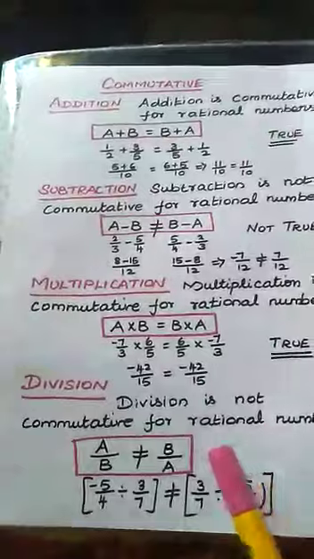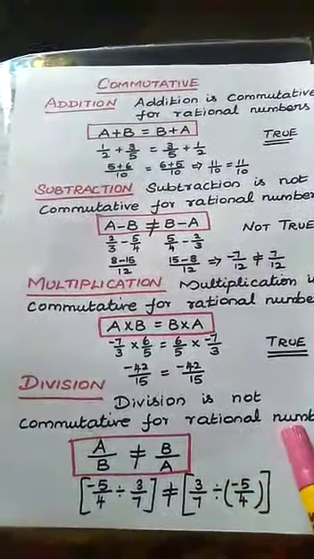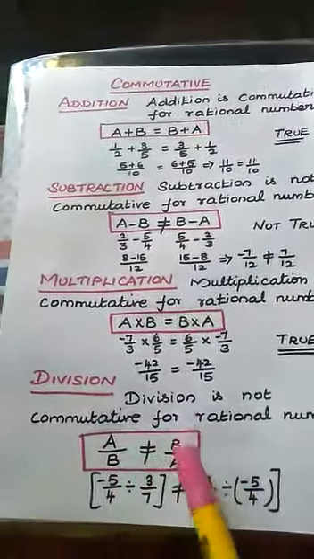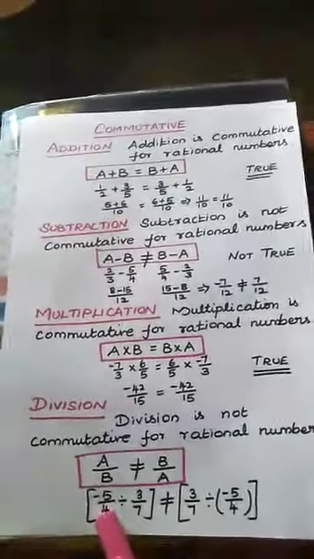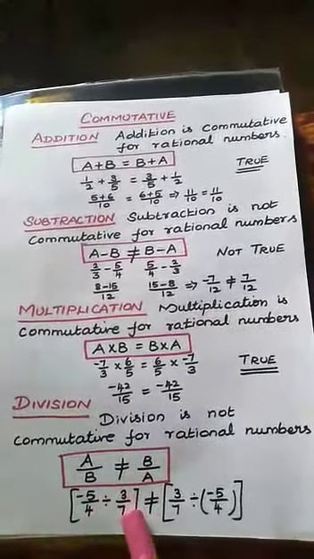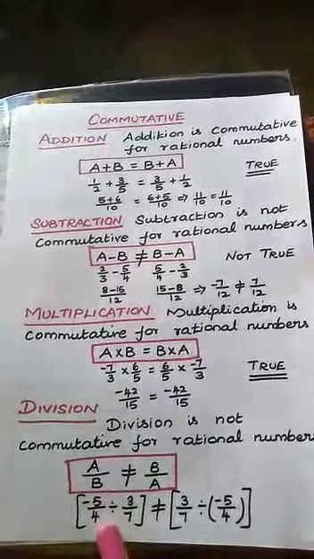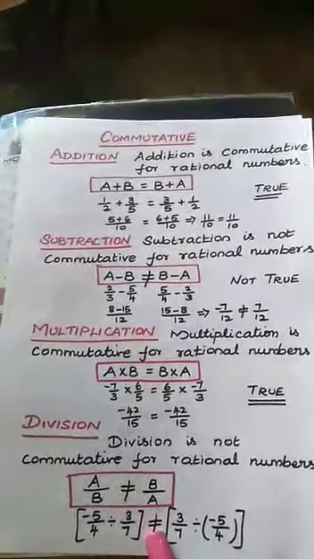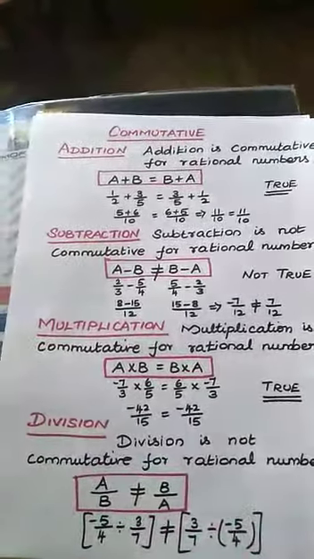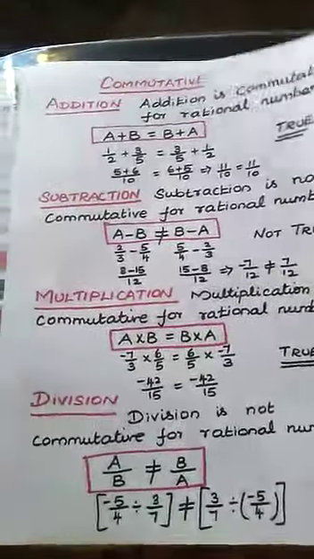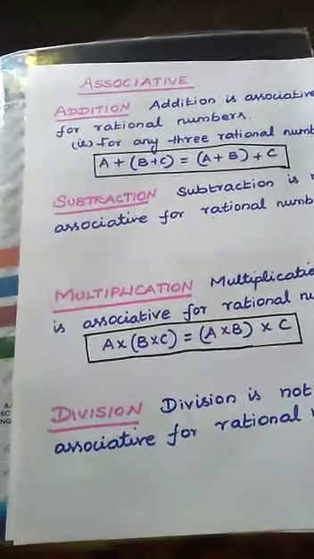Finally division. Division is not commutative for rational numbers. Check the value. A by B is not equal to B by A. Minus 5 by 4 is one rational number. 3 by 7 is one rational number. Minus 5 by 4 divided by 3 by 7 is not equal to 3 by 7 divided by minus 5 by 4.